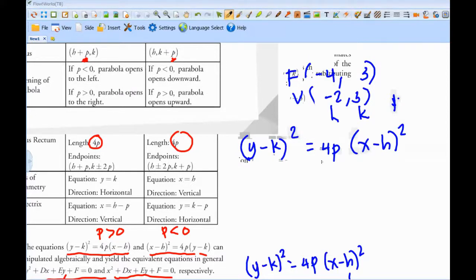And our p value, it was negative 2, right? So let us substitute now to our formula, right? So we have y minus k, the k is 3. So y minus 3 squared.